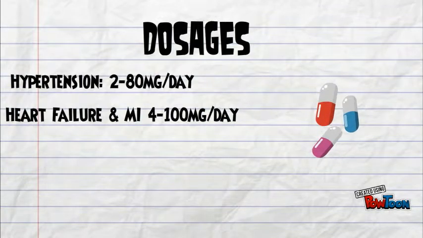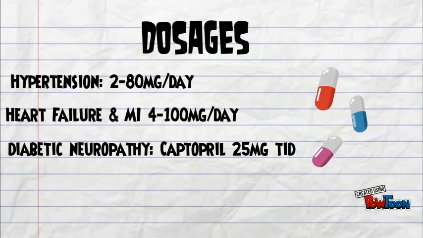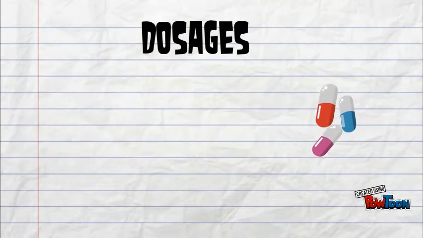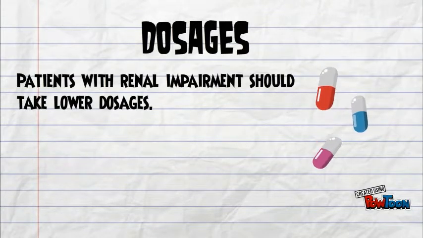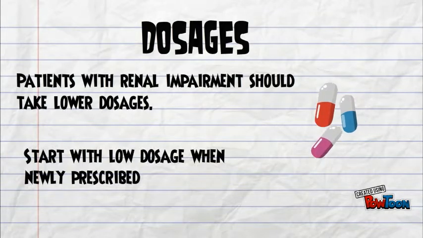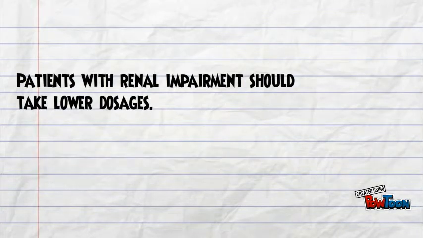And for patients with diabetic neuropathy, they can use captopril at a dosage of 25 milligrams 3 times a day. Factors that shape dose adjustments include patients with renal impairment who should have reduced dosages, and initial dosages for ACE inhibitors should always be low to minimize hypotensive effects.